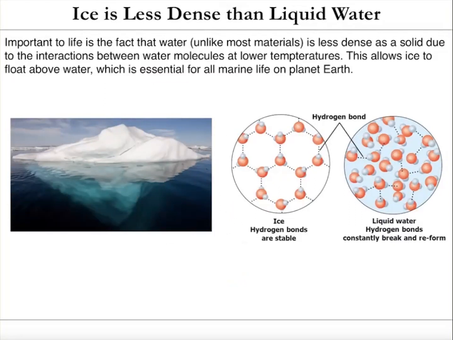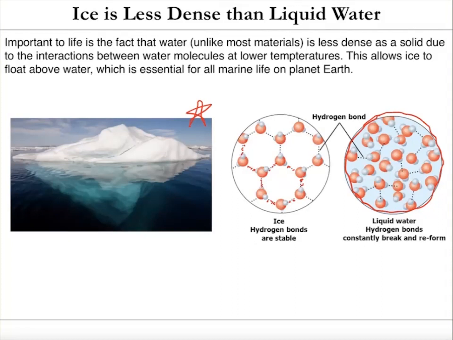In ice, or solid water, of course, the hydrogen bonds are very stable and they form these crystalline forms and they line up really nicely. So the hydrogen's interacting with the water. But in liquid water, these are constantly breaking and forming. And so this actually causes water to be more dense than ice and allows ice to float on the surface of water. And this, of course, is very important to life.